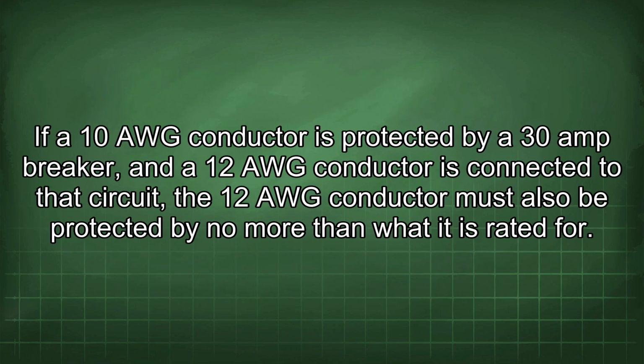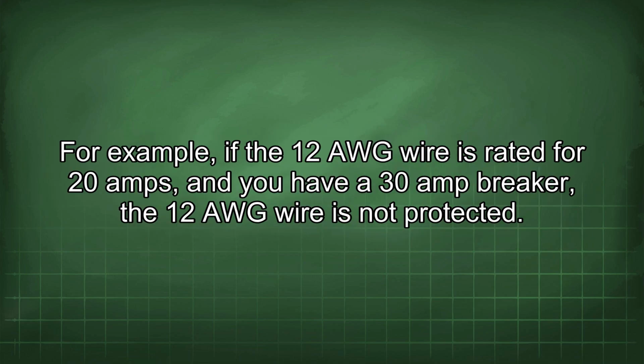If a 10 AWG conductor is protected by a 30 amp breaker and a 12 AWG conductor is connected to that circuit, the 12 AWG conductor must also be protected by no more than what it is rated for. For example, if the 12 AWG wire is rated for 20 amps and you have a 30 amp breaker, the 12 AWG wire is not protected.